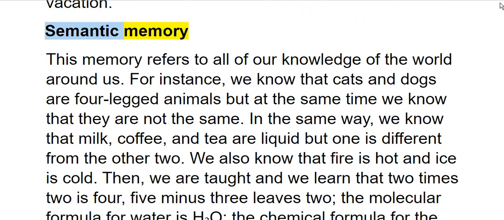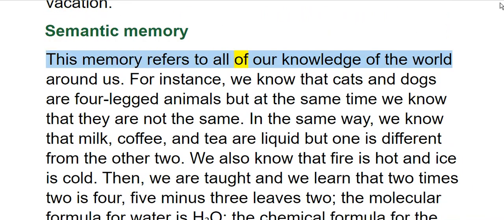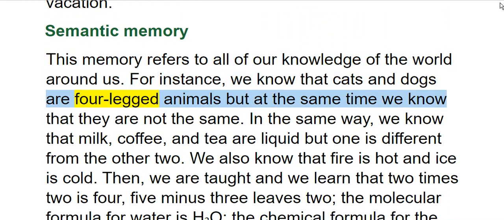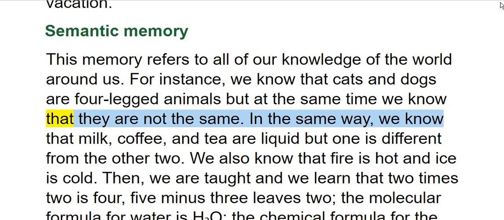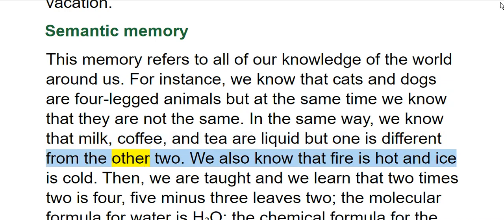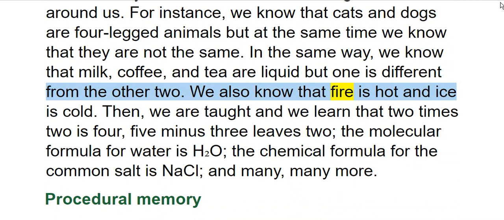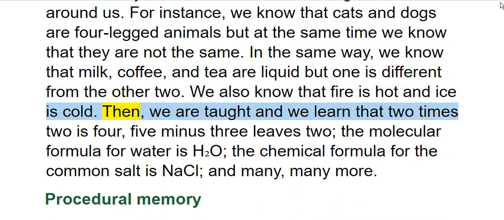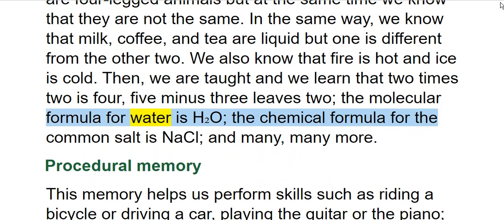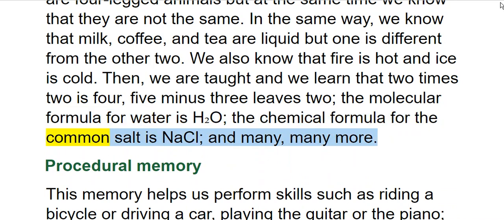Semantic memory. This memory refers to all of our knowledge of the world around us. For instance, we know that cats and dogs are four-legged animals, but at the same time we know that they are not the same. In the same way, we know that milk, coffee, and tea are liquid, but one is different from the other two. We also know that fire is hot and ice is cold. Then, we are taught and we learn that 2 times 2 is 4, 5 minus 3 leaves 2, the molecular formula for water is H2O, the chemical formula for the common salt is NaCl, and many, many more.